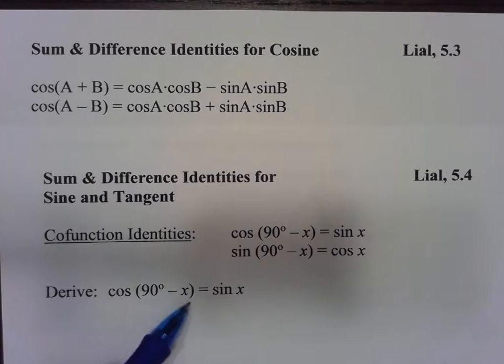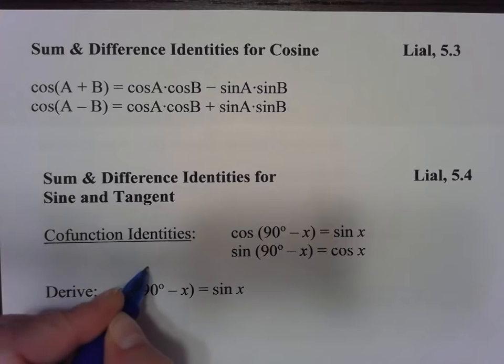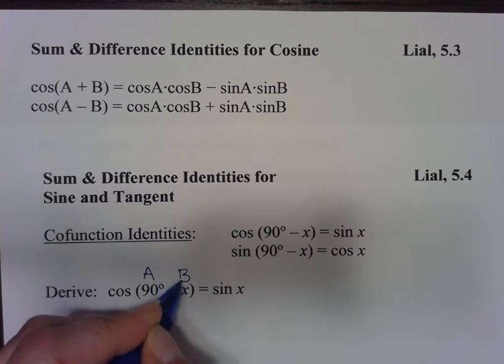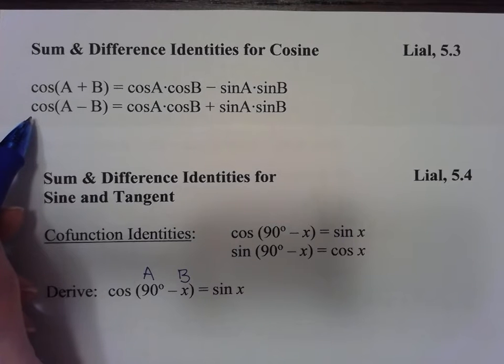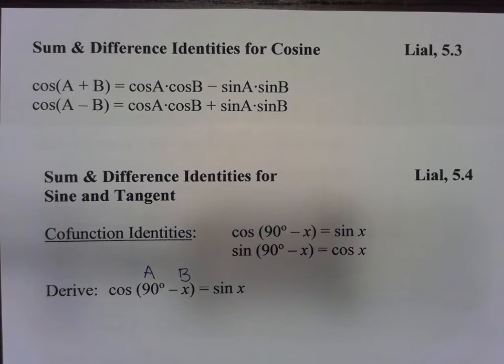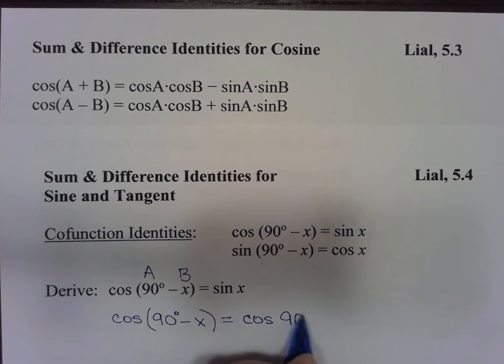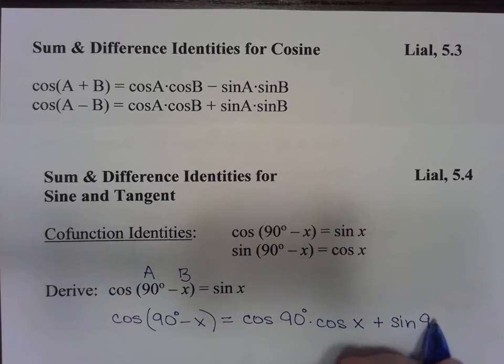Let's think of this as 90 minus x. Let's think of the 90 as angle A and the x as angle B in the difference identity for cosine. If we do that, then this becomes, let's write this down one more time. Using the difference identity, this becomes the cosine of 90 degrees times the cosine of x plus the sine of 90 degrees times the sine of x.